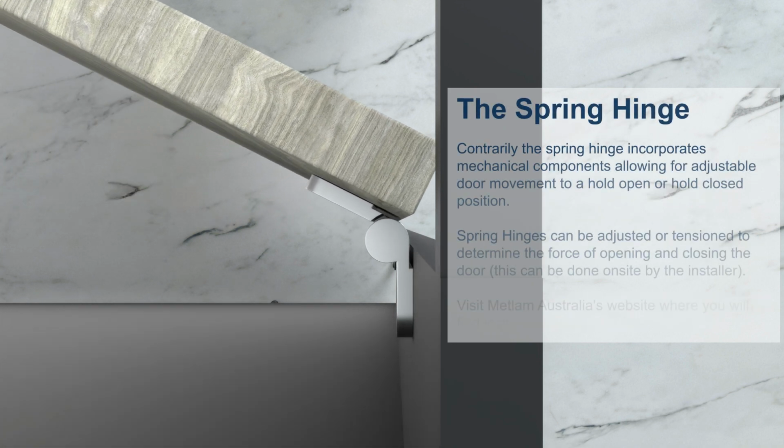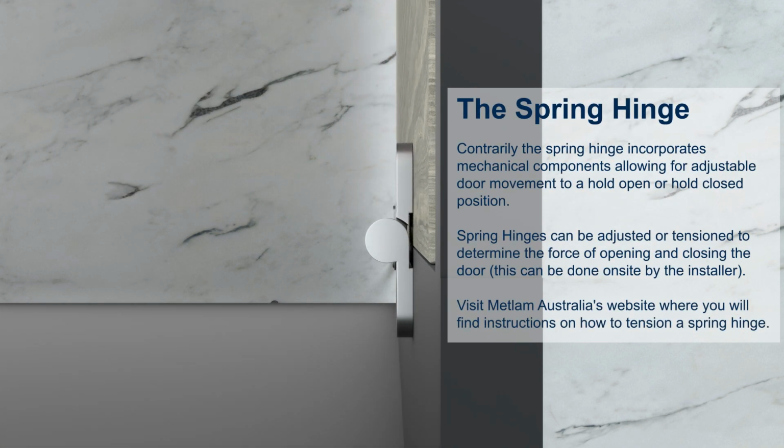The spring hinge. Contrarily, the spring hinge incorporates mechanical components allowing for adjustable door movements to a hold open or hold close position. Spring hinges can be adjusted or tensioned to determine the force of opening and closing the door. This can be done on site by the installer. Visit Metlam Australia's website where you'll find instructions on how to tension a spring hinge.